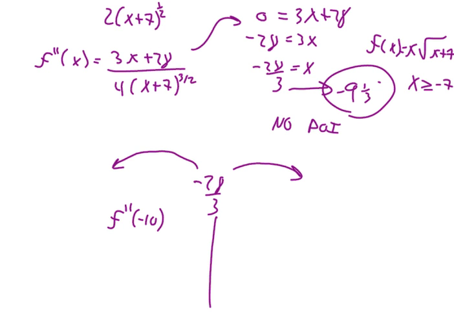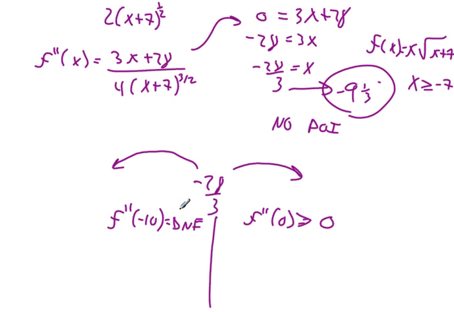And all we're interested in is the sign. Well, look, if I plug in negative 10, look what we get: does not exist. So you would get that and say, oh, well, I'm done. But let's just see what happens to the right. Maybe we'll just do 0. So f double prime of 0. If I plug in a 0 right here, 0's everywhere. Well, that means I'm going to get a positive number.